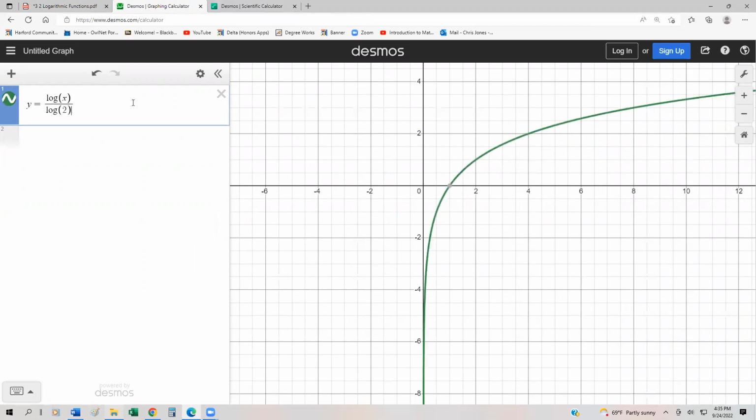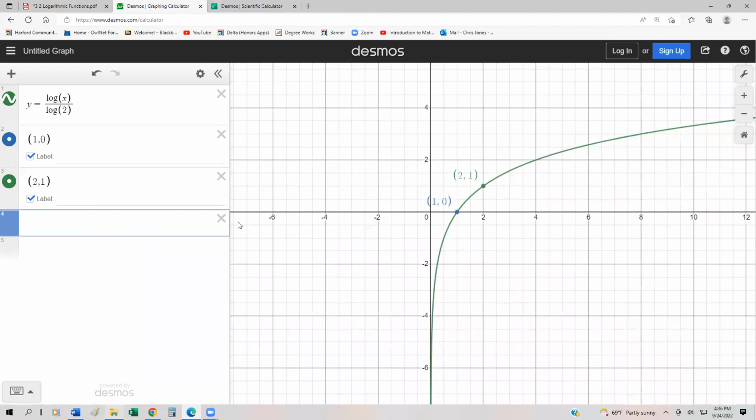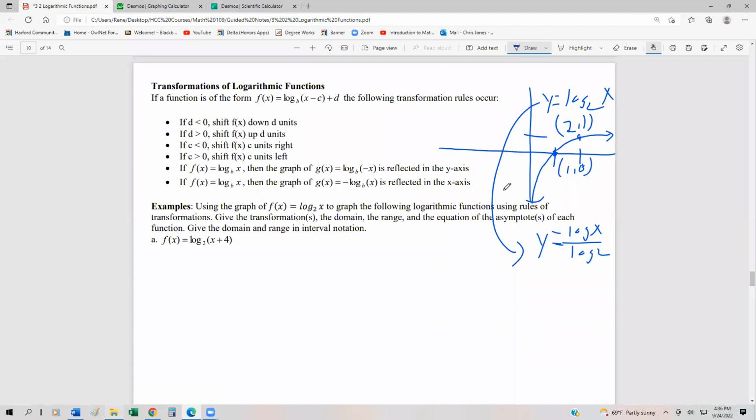And remember, we had a couple stationary points that we should be cognizant of. So we had (1, 0), and we had (2, 1) as points. Okay, so at least it makes sense that those points exist on our graph. All right, and obviously we have our asymptote at x equals 0, just like almost every other parent function for logarithms.